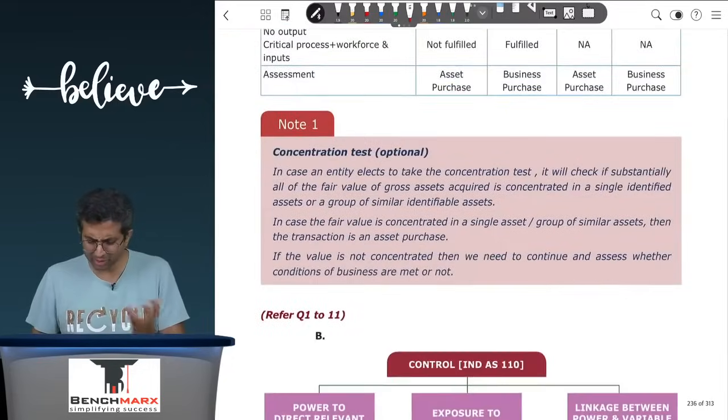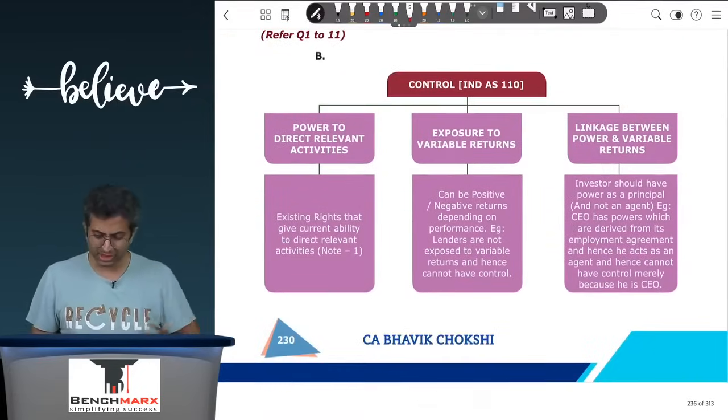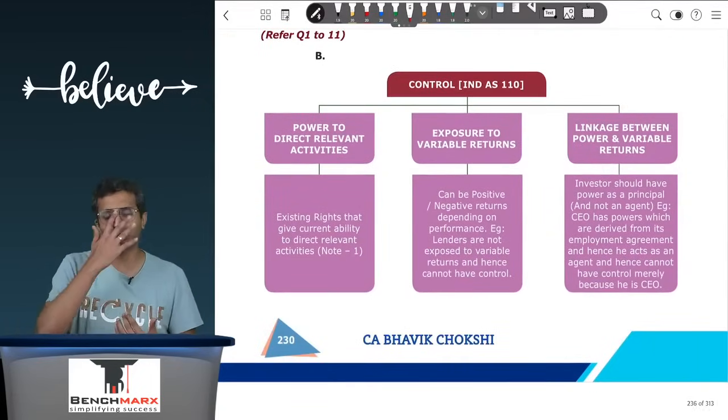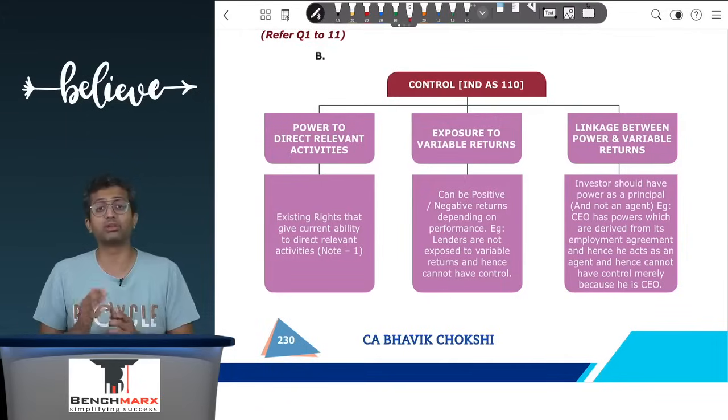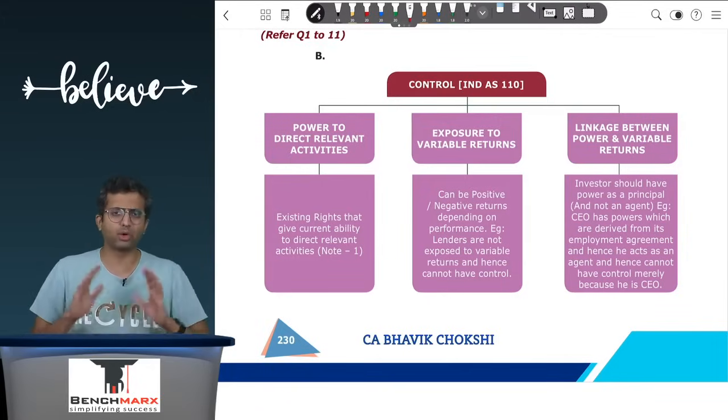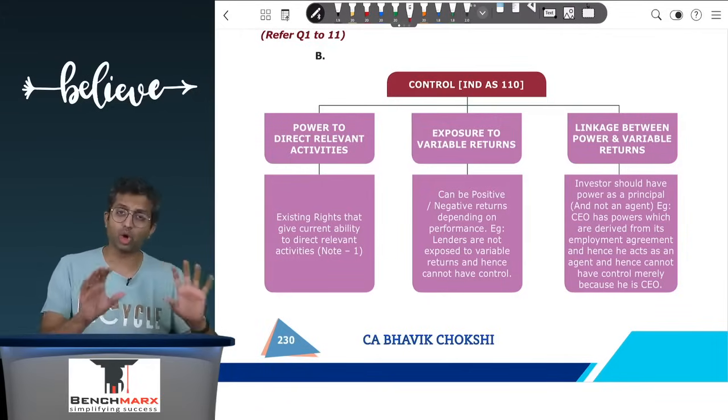So this is something which is about business. Next you go to control. Now if you look at the institute study material, the definition and the theory for control is actually given under Ind AS 110 on subsidiary. However, we discuss it over here for our overall understanding of the word control.